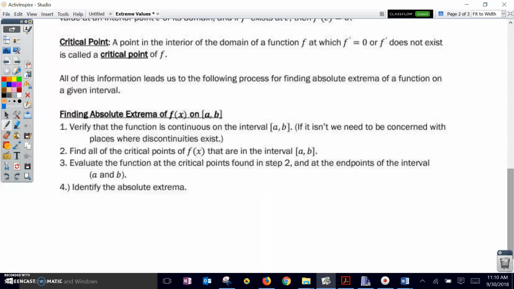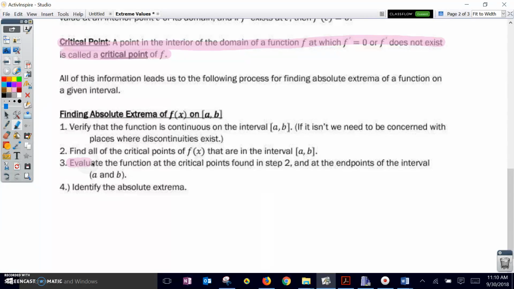If it isn't, we need to be concerned with places where discontinuities exist. Then we need to find the critical points. And the definition of critical point is up here. That's where the derivative is 0 or undefined. We need to evaluate the function at the critical points and at the endpoints.